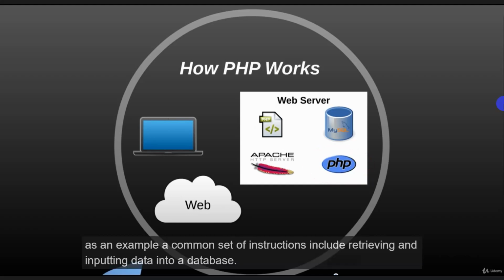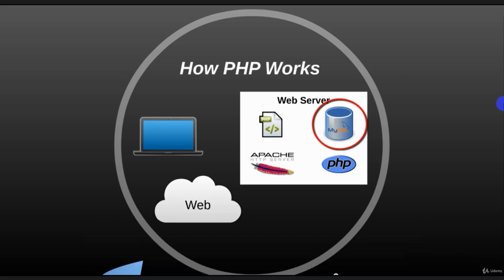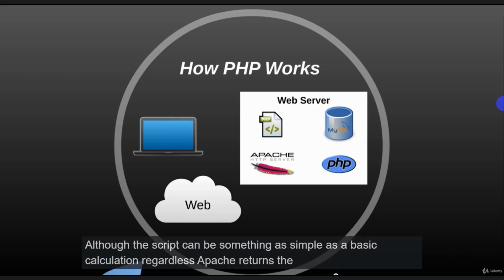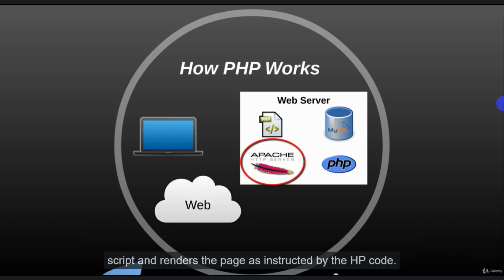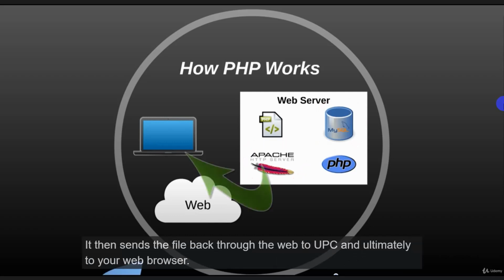As an example, a common set of instructions include retrieving and inputting data into a database, although the script can be something as simple as a basic calculation. Regardless, Apache returns the script and renders the page as instructed by the PHP code. It then sends the file back through the web to your PC and ultimately to your web browser.